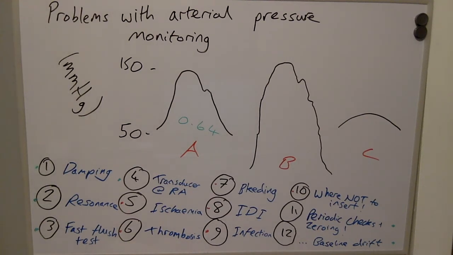So now going back to discussing the problems with arterial pressure monitoring. We can classify the issues into equipment and patient factors. As we've already discussed, the issues with damping, resonance, and the fast flush test all relate to equipment issues. Other equipment issues we have is that the transducer needs to be at the level of the right atrium. There needs to be periodic checks and zeroing of the system, and this is to prevent baseline drift from the true values.